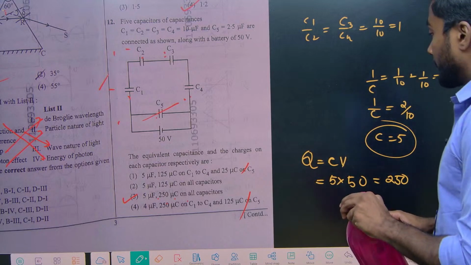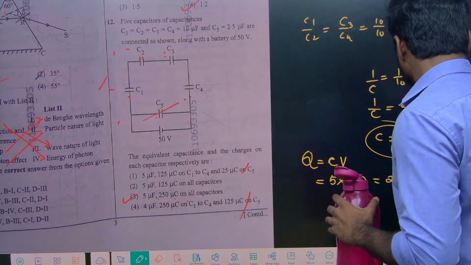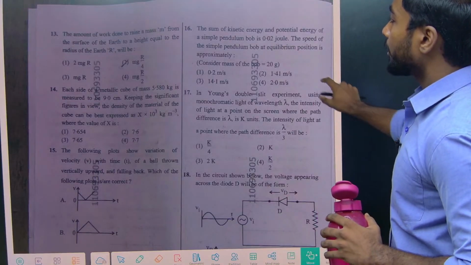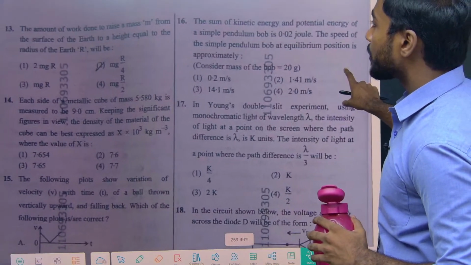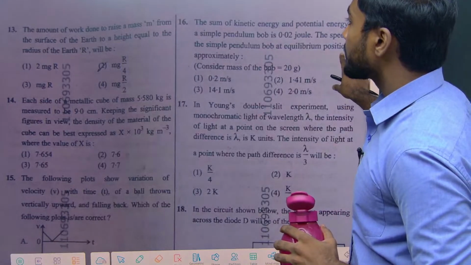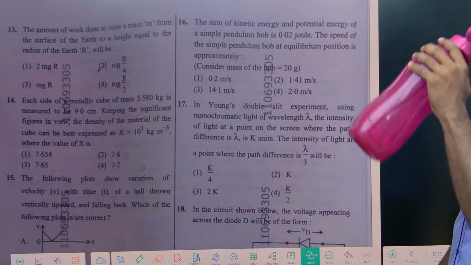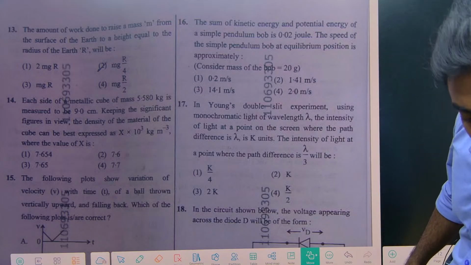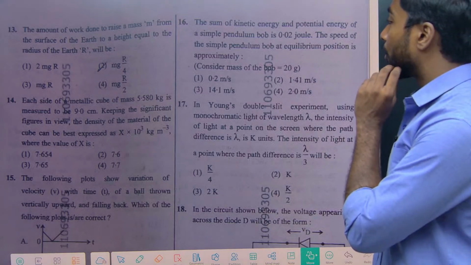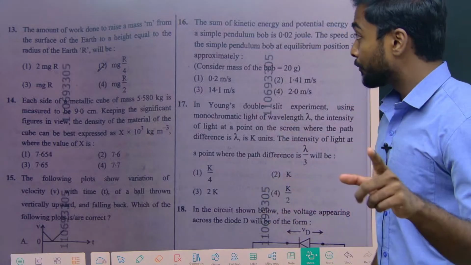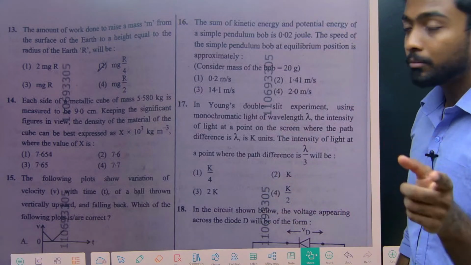Done? Can we go for the next one? This one is based on the amount of work done to raise a mass, gravitation. So the amount of work done to raise a mass m from the surface, he is saying, the first point.